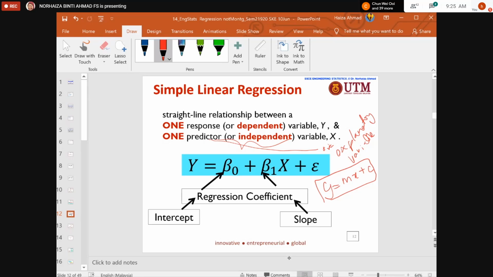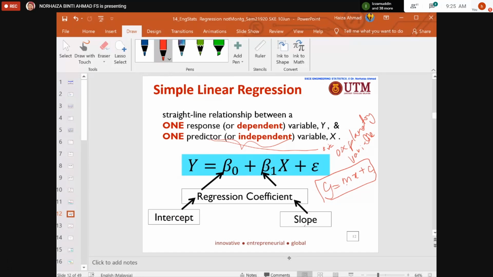So it consists of an intercept. So c is your intercept and beta 1 is your slope, m. Ataupun b1. Or sometimes you buat y equals to alpha plus beta x. So it means the same thing. In the regression model of a simple linear regression model, you have two regression coefficients, the intercept and slope.